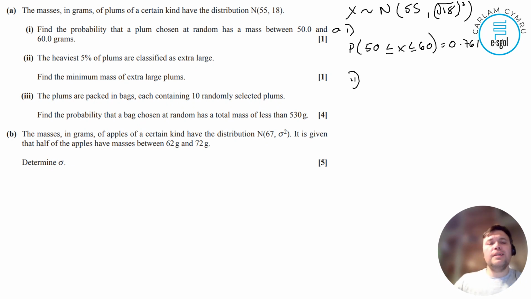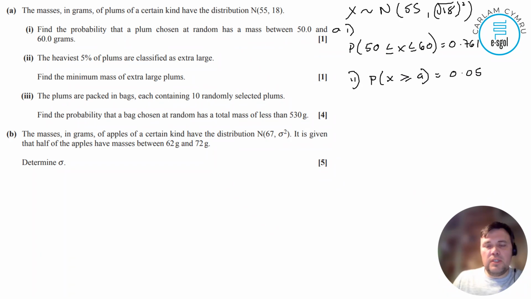Part 2, and this is a new element. The heaviest 5% of the plums are classified as extra large. Find the minimum mass of the extra large plums. So this is looking for the inverse. So you would do menu 7, 3 for the inverse normal. And if you remember what I said, because P(X greater than or equal to a) is equal to 0.05, sorry, this is 5%, and that's equal to 0.05.